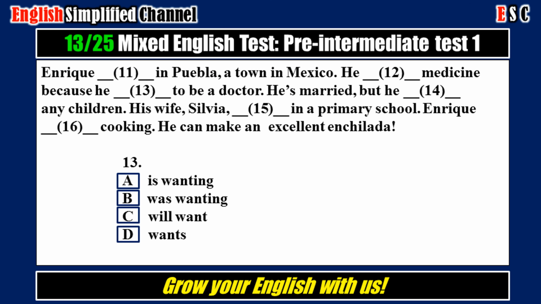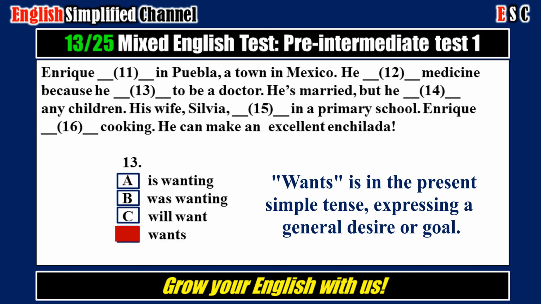13. A. Is wanting. B. Was wanting. C. Will want. D. Wants. He 12 medicine because he 13 to be a doctor. Answer. Explanation. Wants is in the present simple tense, expressing a general desire or goal.